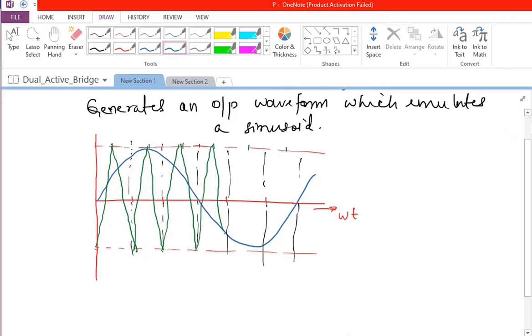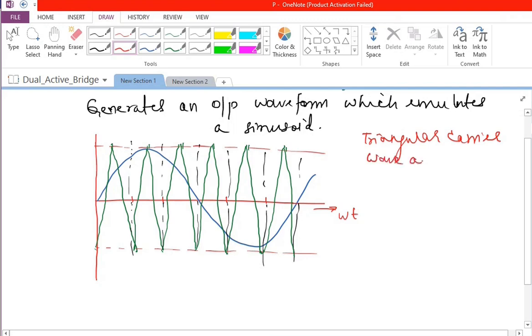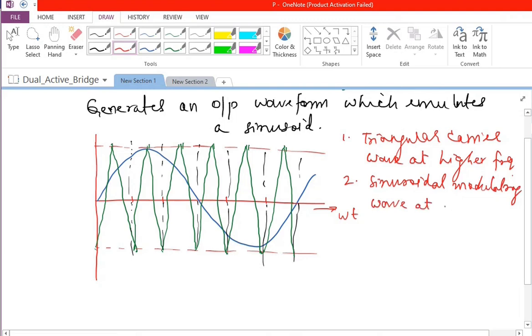Now this triangular wave and the modulating sine wave, these two are compared with each other. And depending upon which one is higher at any instant, we are going to get the pulses. So what we do is, there is a triangular carrier wave at higher frequency. And we are going to have sinusoidal modulating wave at the fundamental frequency. That is, whatever is the output frequency we want, that is going to be the frequency of the sinusoid we choose.